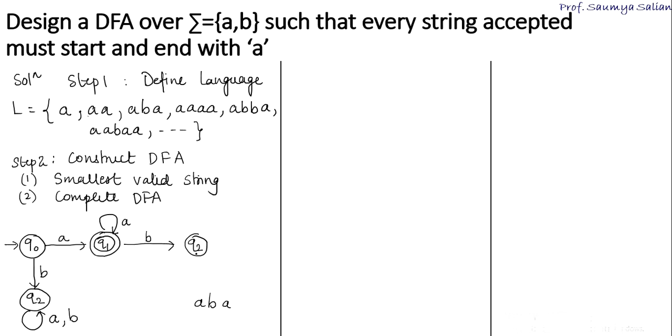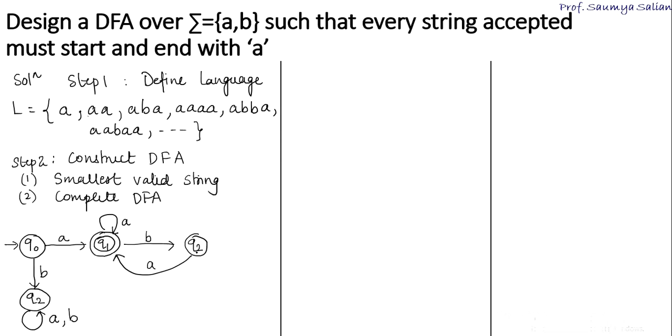Now at Q2, if I get an A, what does it indicate? To reach Q2, I have A, Q0 to Q1, transition A, Q1 to Q2, input B. If I get an A, I know this is a valid string and it should reach the final state. So I put the transition of A back to Q1 from Q2. Right?